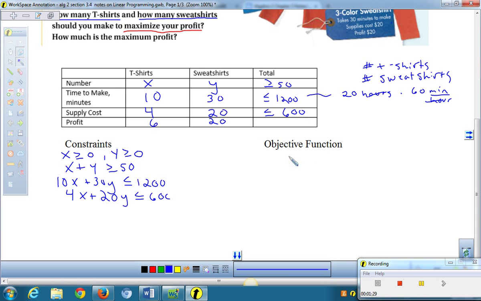We'll say P equals, based on the profit, plus 20, that's it. We're done. There's no less than or equal to there. It is the actual profit that we're trying to find out how to maximize. So this is the one we'll plug into, and these are the equations that we will graph. Equations, inequalities. Any questions on where these came from?